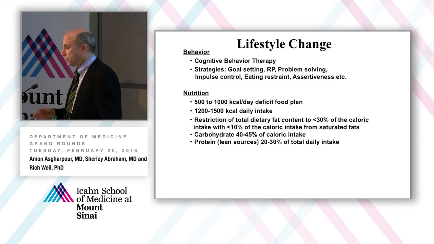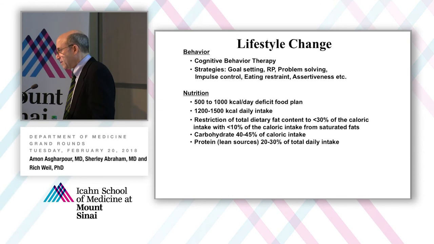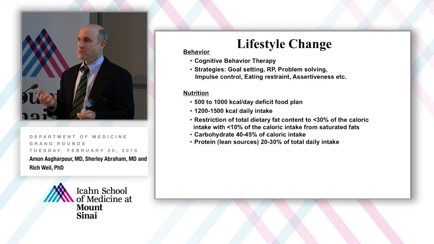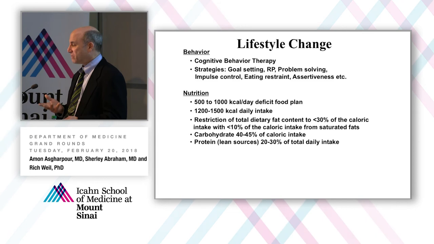So we restrict total dietary fat content to less than 30% of the caloric intake, with less than 10% from saturated fats. Carbohydrate is 40 to 45% of caloric intake. And this is now consistent with what we're finding with NAFLD. In the obesity field, we never talked about NAFLD ever. When Amon approached me about doing the study we're doing, we had to read up on it. None of my colleagues had really been following the data. So now we know that carbohydrate intake is really important, fructose in particular, so we're limiting that. And then protein, 20 to 30%.